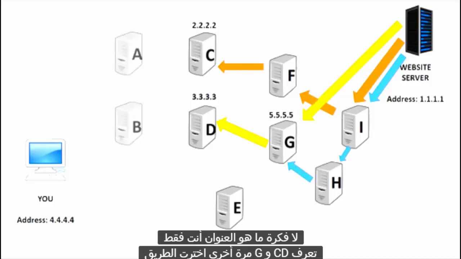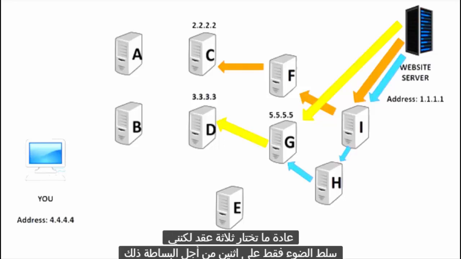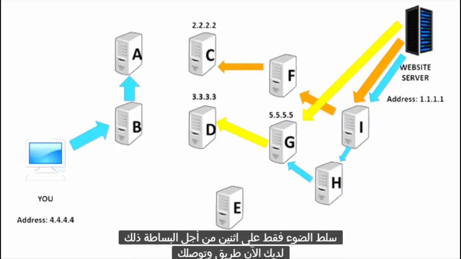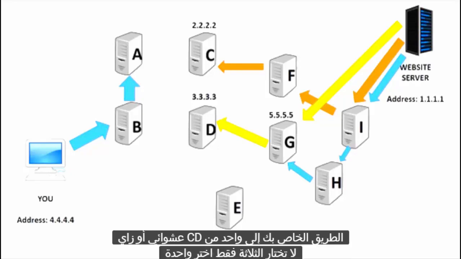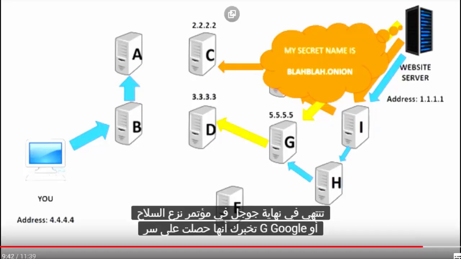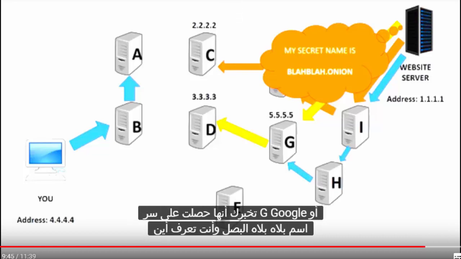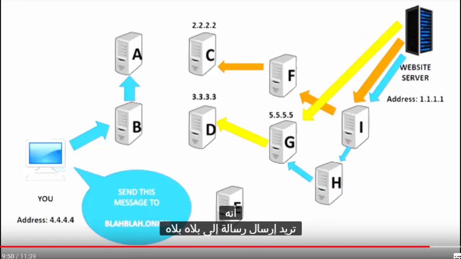So again, you pick a route. Normally you pick 3 nodes, but I've only highlighted 2 for simplicity. So now you've got a route, and you connect your route to one of the random C, D, or G. You don't pick all 3, you just pick 1. So you're ending in A, Google's ending in C, D, or G. And Google tells you it's got a secret name, blah blah .onion, and you know where it is. And you want to send a message to blah blah .onion.